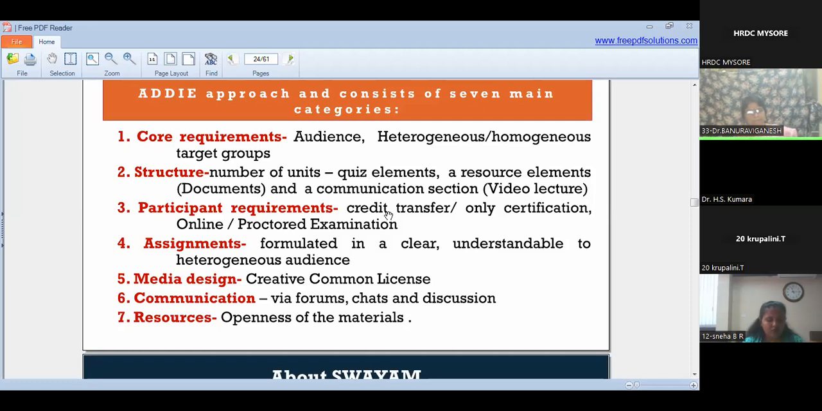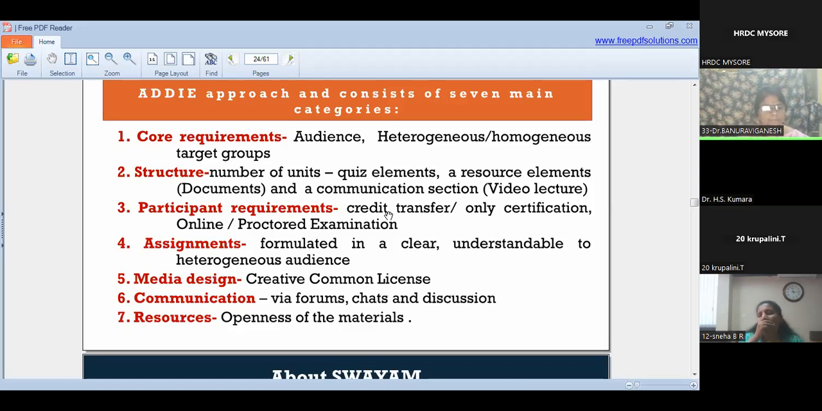Whether the target group is heterogeneous or homogeneous needs to be decided before developing the courses, while framing the syllabus. Then, when looking at the structure, we need to understand the number of units. By and large in our university we have 4 units and a syllabus of 4 credits, and I think other universities have similarities. Then which components are given for the quiz elements, which for the resource elements, and which for the video lectures has to be decided unit-wise. That is the structure of the course.